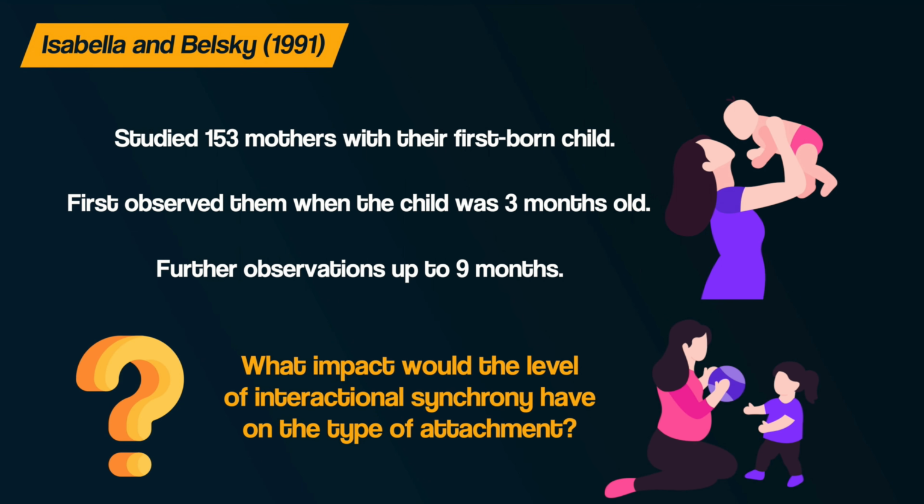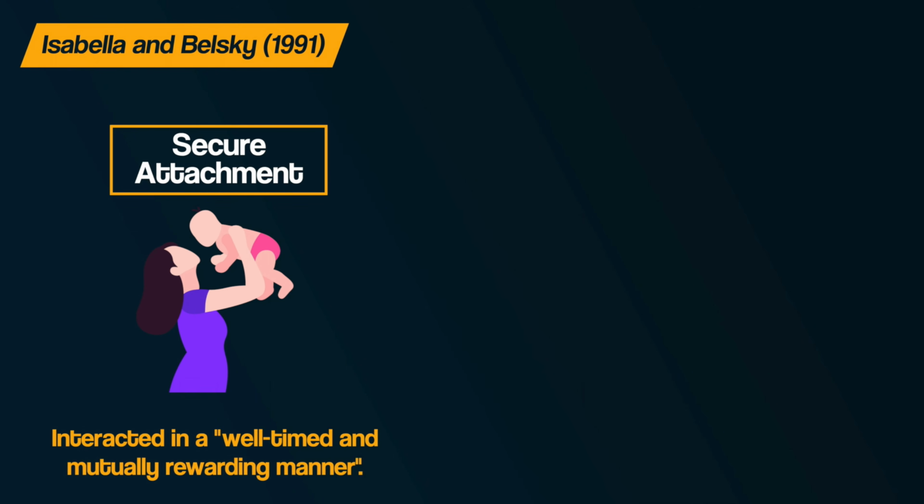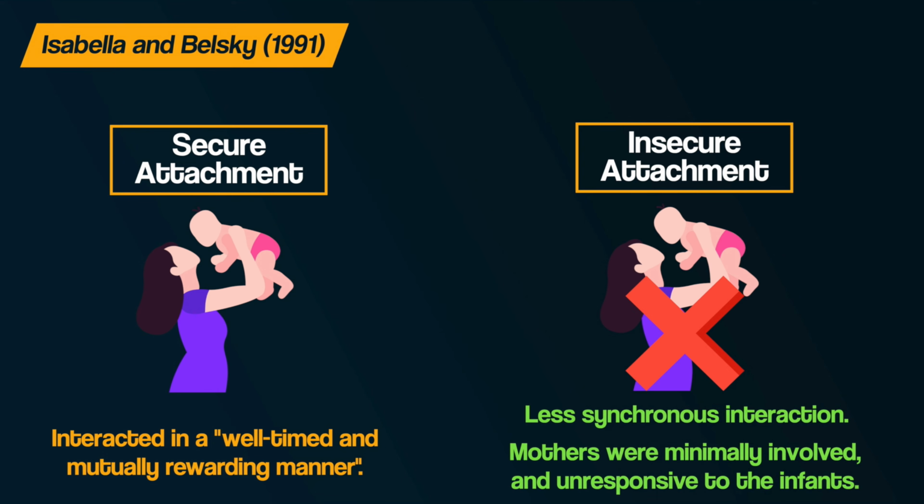Isabella and Belsky in 1991 studied 153 first-time mothers and their infants to explore the impact of interactional synchrony on attachment. They found that secure attachments at 9 months were linked to well-timed, mutually rewarding interactions, while insecure attachments were associated with less synchronous and more unresponsive caregiver behaviours, highlighting the importance of interactional synchrony in forming secure attachments.